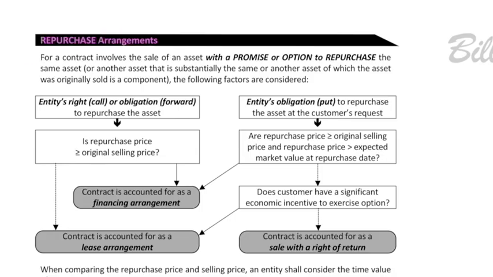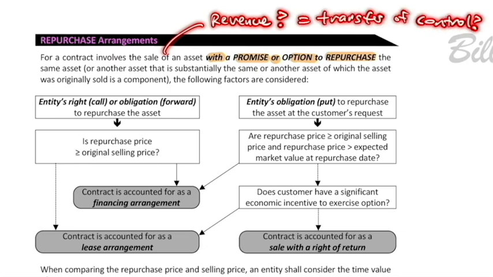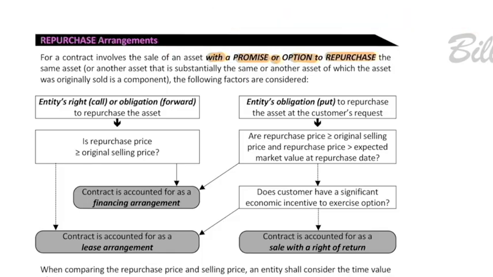Repurchase arrangement. For contracts involving the sale of an asset with a promise or option to buy back, the question is, do we account this as revenue? Revenue should be recognized when there is a transfer of control. If there is no transfer of control, we do not recognize revenue. In accordance with FRS 15, there are two forms of repurchase arrangement. One is a repurchase arrangement in the form that the entity has a right or obligation to buy back. Another form is that the entity will only buy back if the customer requests to do so.